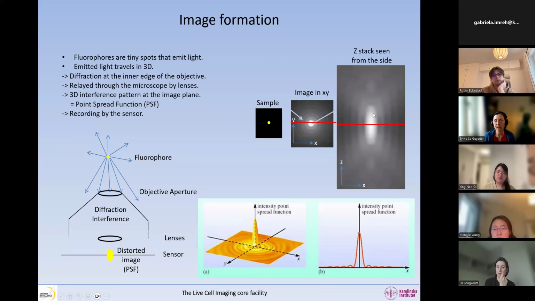And then if we do the same thing through a Z-stack, you can do a two-dimensional image like this that shows you these rings and then the center blob. Okay, so these are different representations of the point spread function that you can find somewhere.